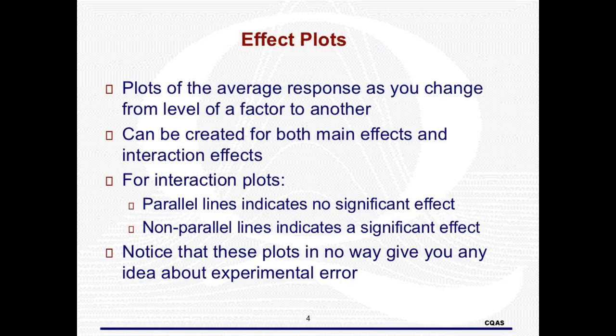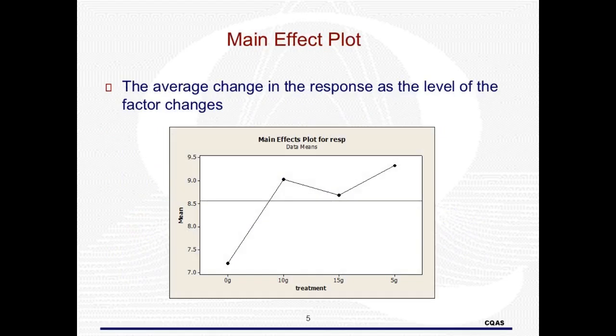The main effect plot shows what happens to the average response as we change factor levels. We decide on interactions based on the degree of parallelism. If the lines are parallel, then there is not a significant interaction. Since we do not get any indication of experimental error, we should only use these plots as an indicator for what might be happening. Here is an example of a main effect plot. Notice that the average response is on the vertical axis and the factor levels are on the horizontal axis.